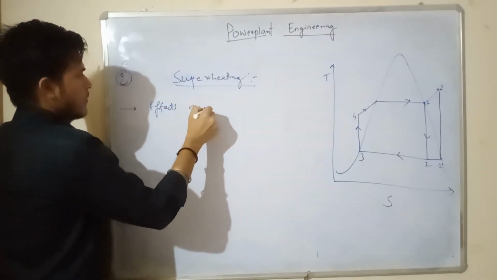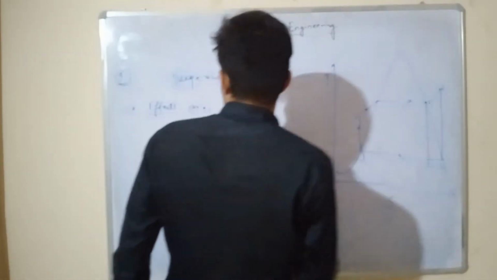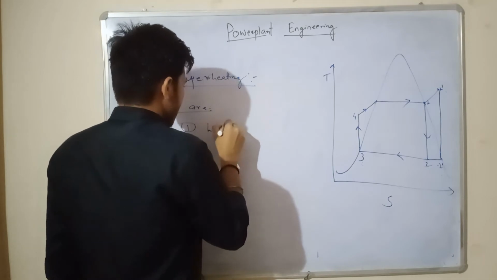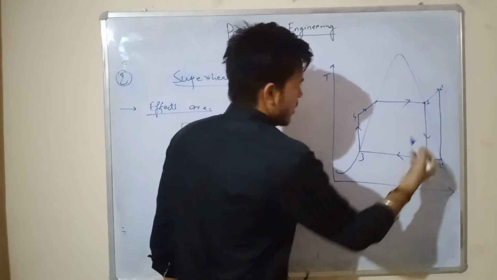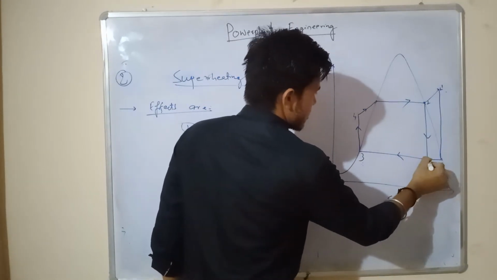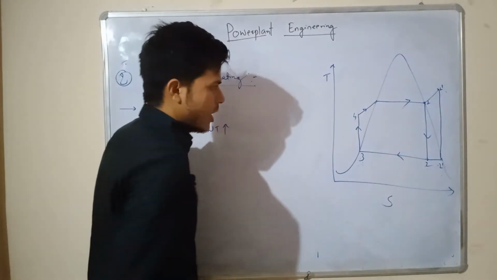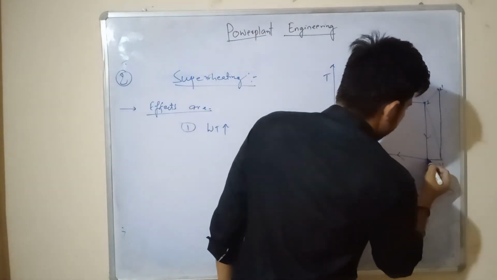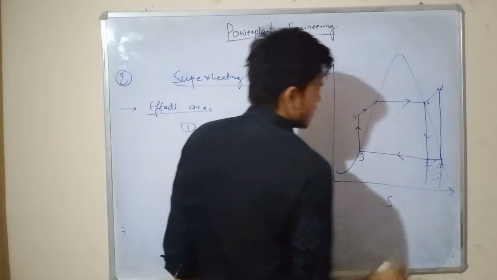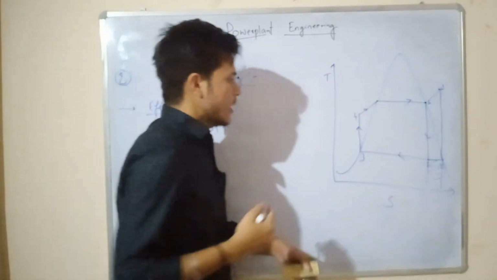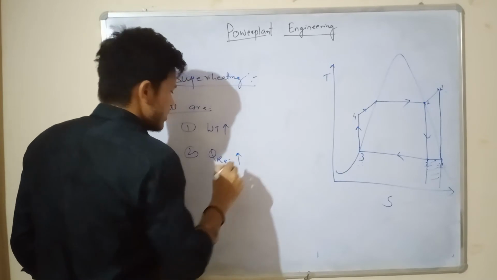Effects are, first and foremost, the turbine work WT increases, my dear. Second, without the superheating, the condenser heat rejection is from 2 to 3. Now the condenser work increases from where to where? From here to here, 2 to 2 dash. This is 2 and this is 2 dash. The condenser work increases. What will happen? The Q rejection increases.